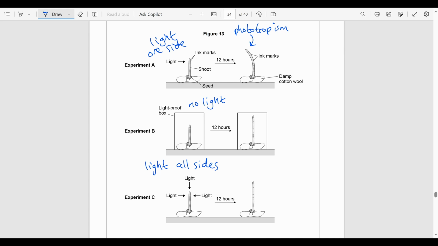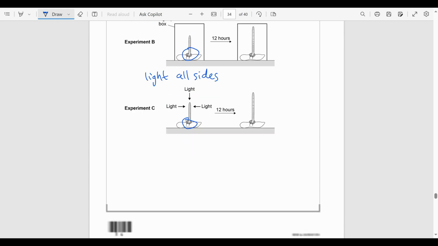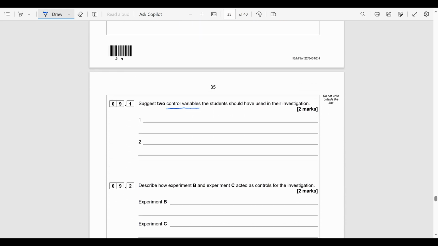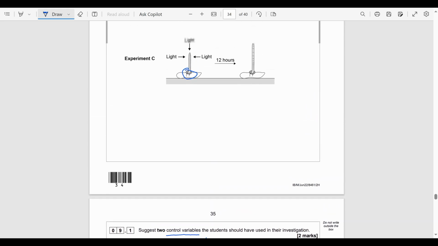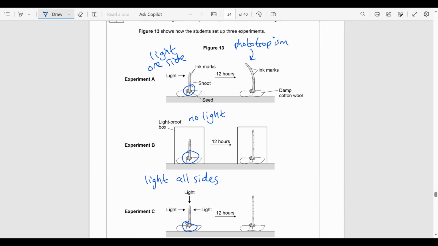Well, a thing that has to be kept the same is what type of seed were they using? So the seed's got to come from some type of plant. So the type or the species of plant should be kept the same. So type of plant, definitely need to keep the same.